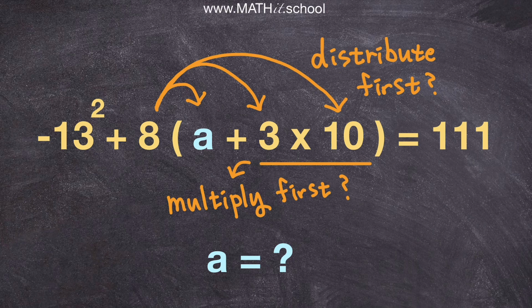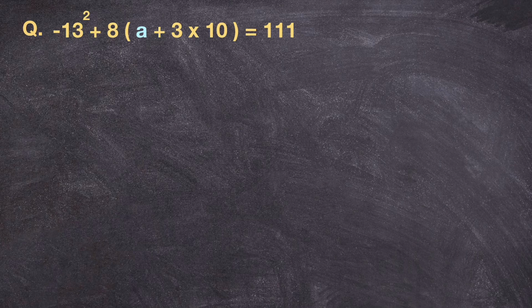Let's get started. So I have negative 13 squared plus 8 parenthesis unknown variable of a, which I colored in another color, and then plus 3 multiplied by 10 close parenthesis equals 111, and I am going to solve for a to figure out what that value is equal to.